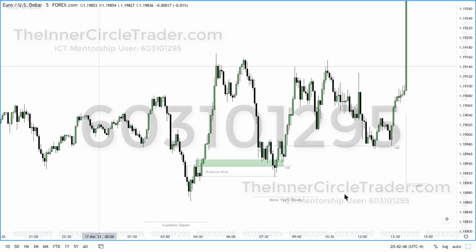And what is tape reading ability? Watching the candles paint and forecasting where they may reach to next. That's how you practice. You forward test like that. You're not trying to do demo trades for the sake of making money.